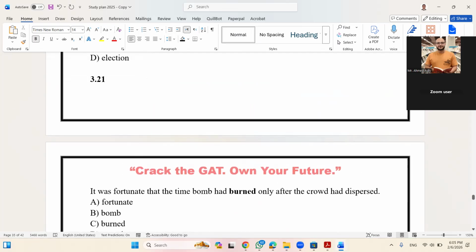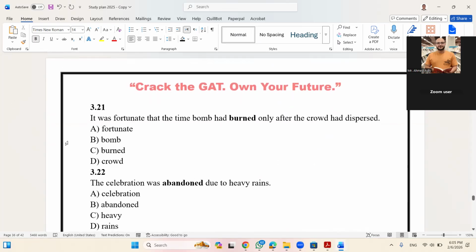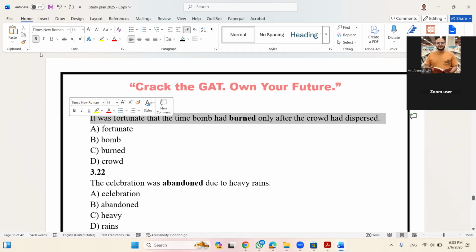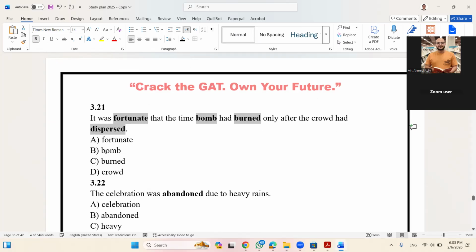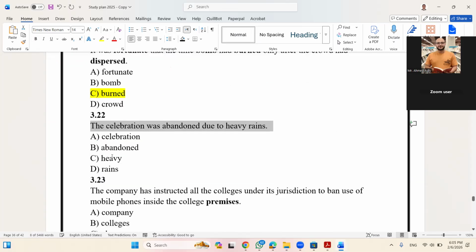Next, question 21. It was fortunate that the time bomb had burned only after the crowd had dispersed. Burned? Yeah, burned. What does a bomb do? Explode? Yeah, a bomb does not burn. It explodes.